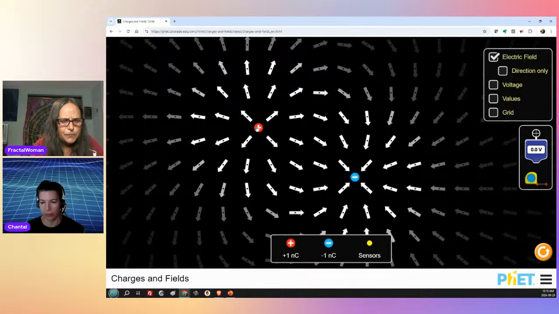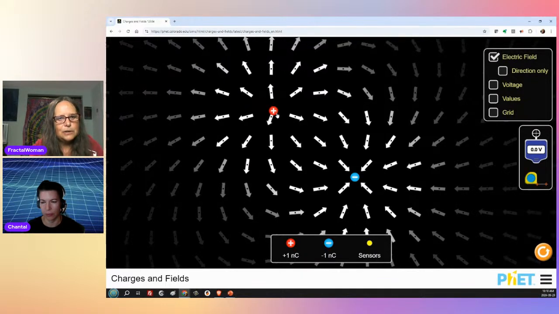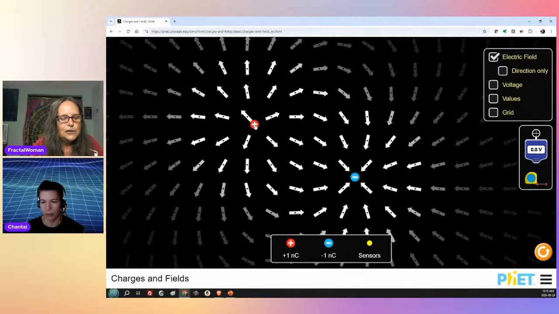Okay. So you can see that, as I move this charge around, the arrows are pointing. For the positive charge, all of the arrows are pointing away, so they're diverging. And for the negative charge, all of the arrows are pointing towards it, and so they're converging. So the divergence is non-zero, because you have divergence and convergence.